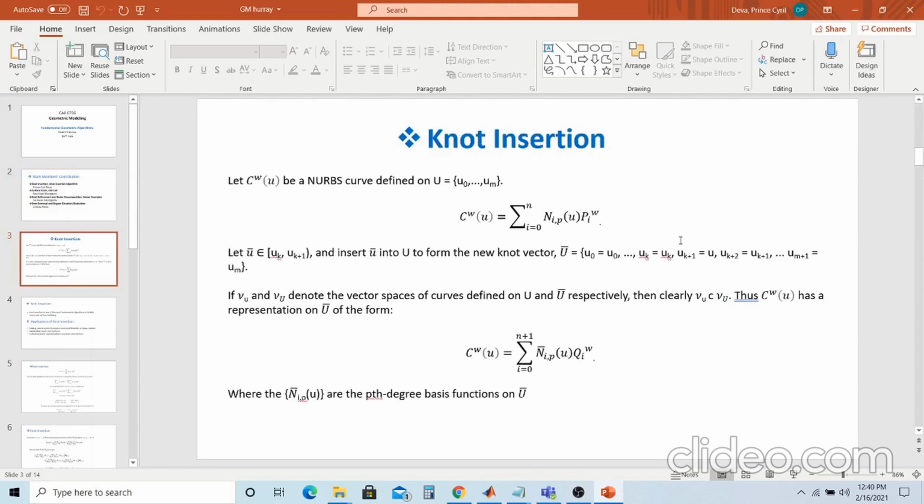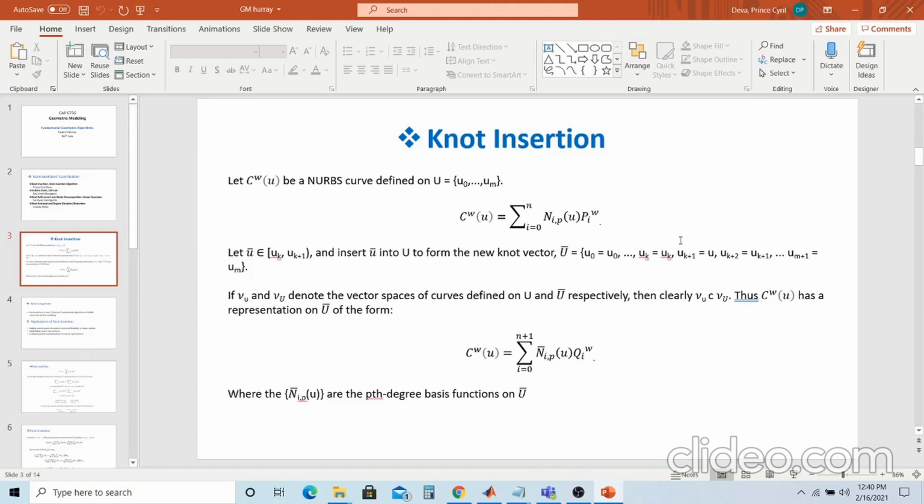Knot insertion. Let C^w(u) be a NURBS curve defined on U = {u_0, ..., u_m}, a non-decreasing sequence of real numbers where the u_i are called knots and U is called a knot vector.